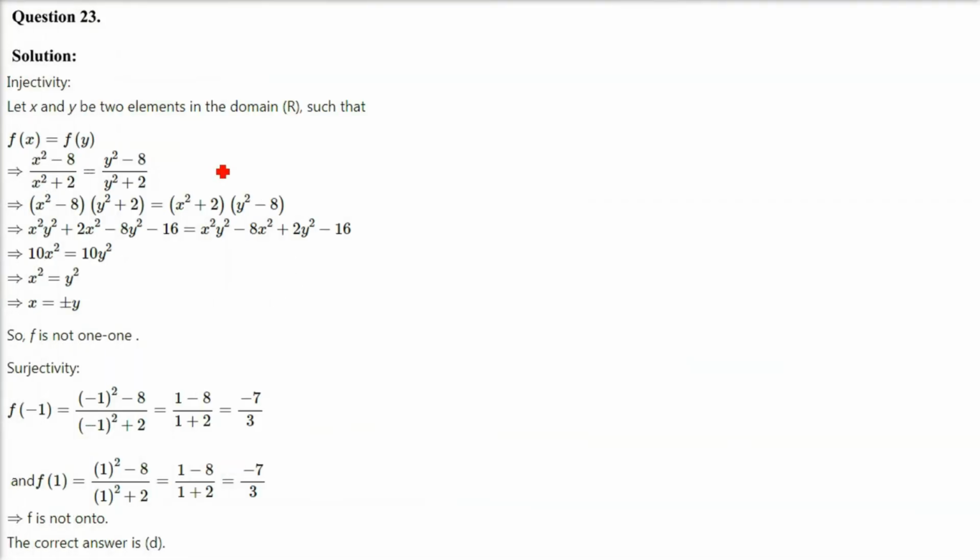Question number 23 we are taking. Let f be from R to R be a function defined by f(x) equals, let me write this, f is from R to R. This is very important. For all the questions which we discuss, you already know that this R, Z or R minus 1 defines that question. So f(x) is (x square minus 8) by (x square plus 2).